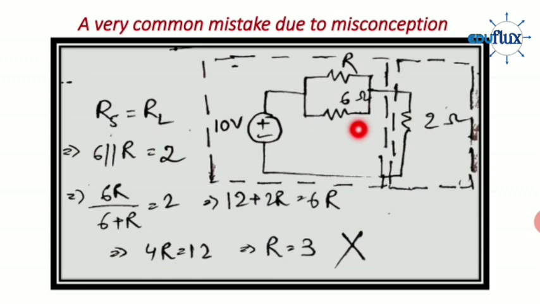So I hope you will all be quite clear about the concept of the maximum power transfer theorem, which one applies to which case, when Rs equal to RL can be applied and when it cannot be.